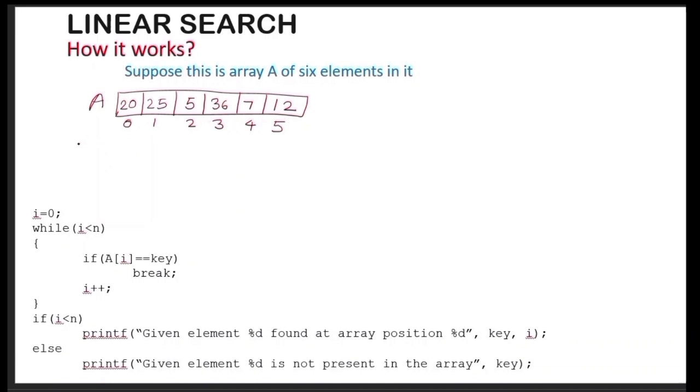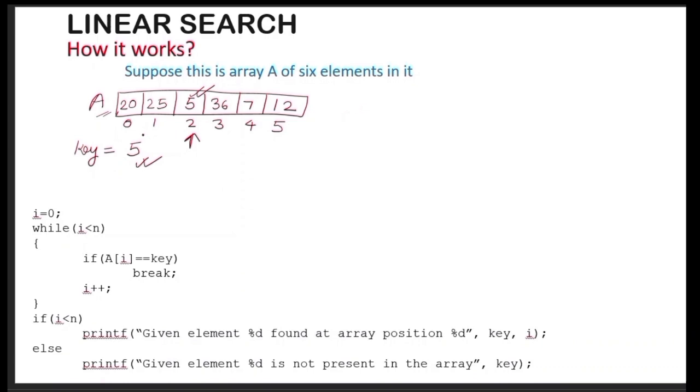And the element that we have to search, say the key element that we need to search in this array A, is 5. So what is the purpose of the linear search algorithm? To search this element 5 in this array A. And what is it going to return? It will return the index value where the element 5 is present in the array A. So this is how the algorithm works.